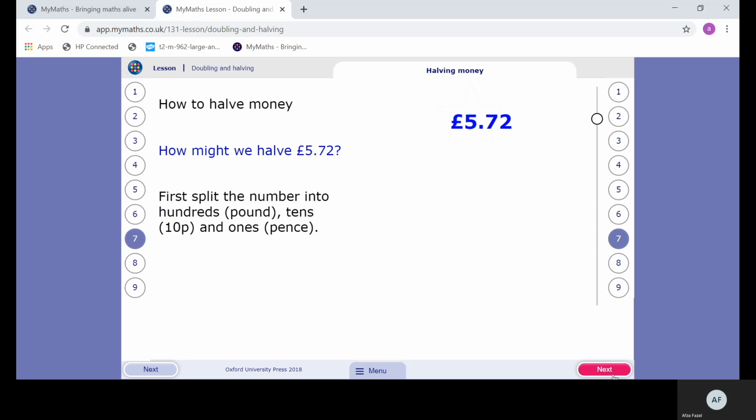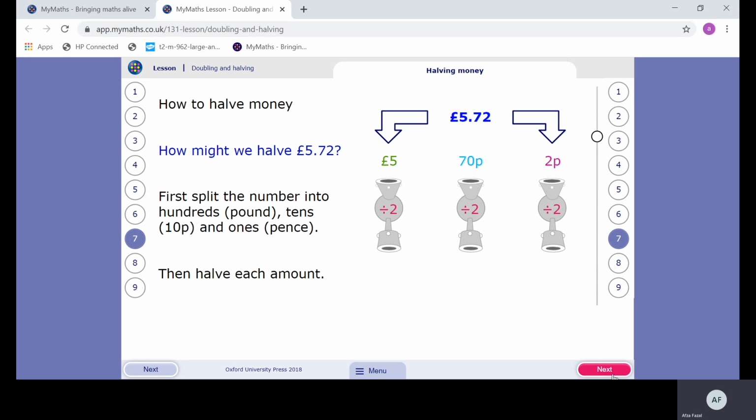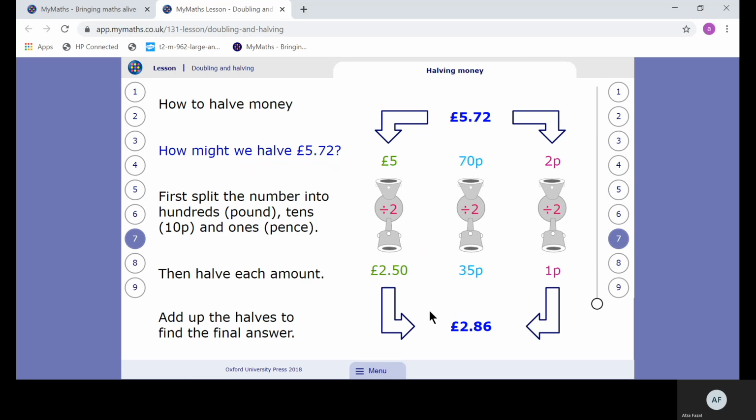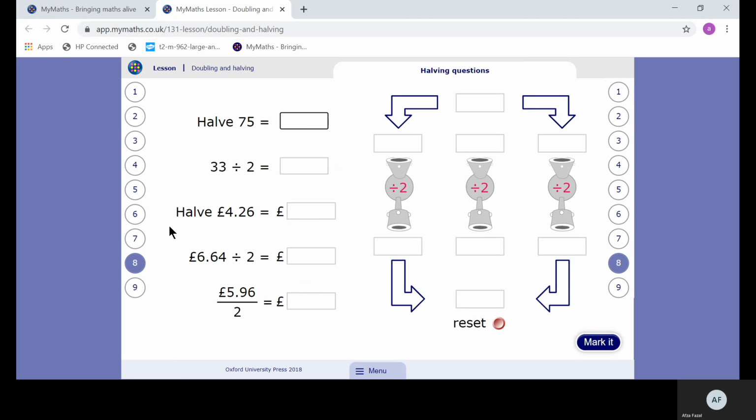£5.72. £5 divided by 2 is £2.50. 70p divided by 2 is 35 pence. And 2p divided by 2 is 1 pence. And then you combine your totals together. £2.86. Now here you've got some questions to solve.